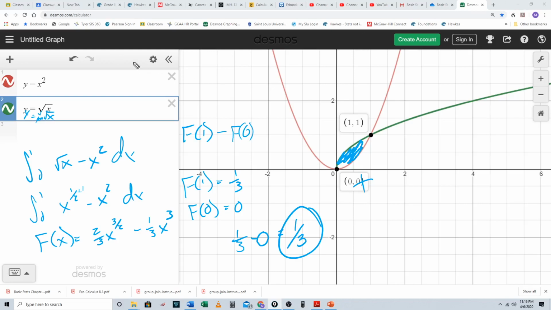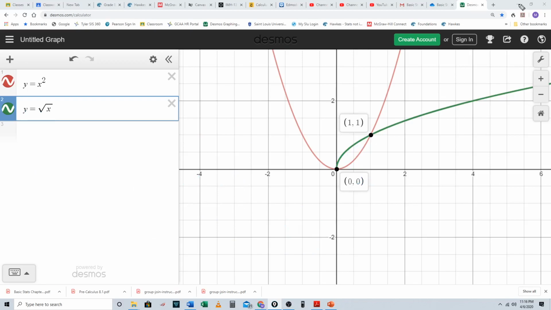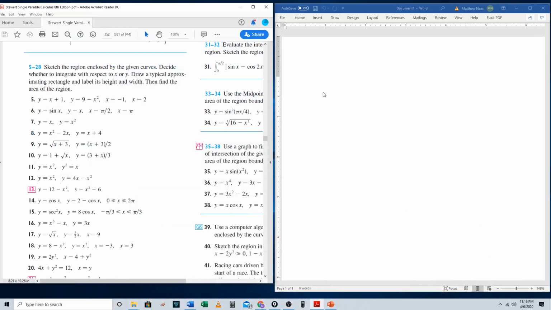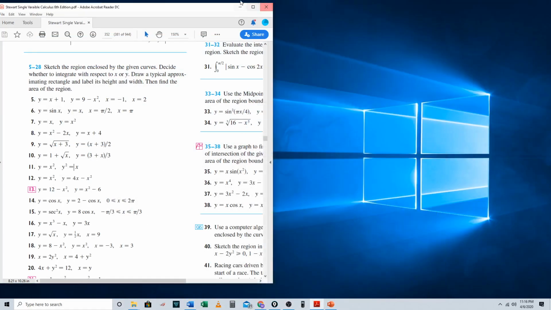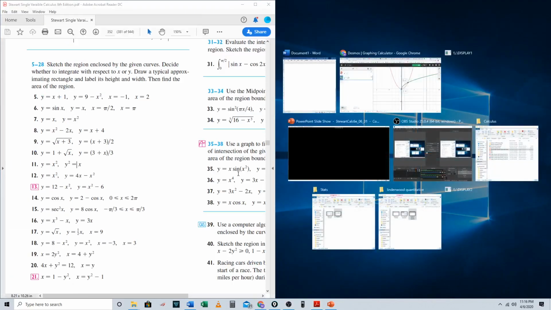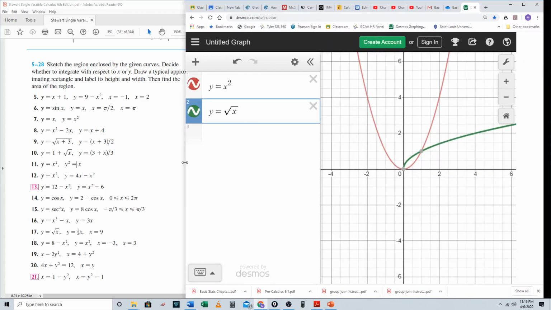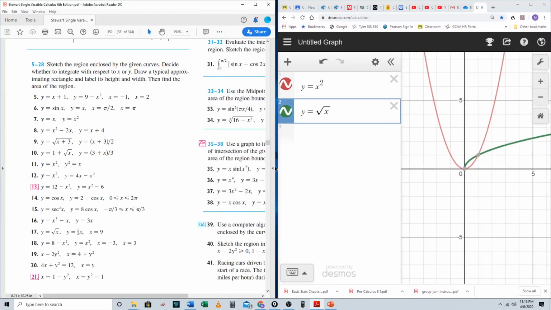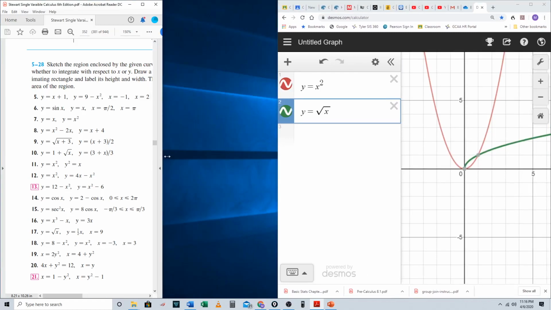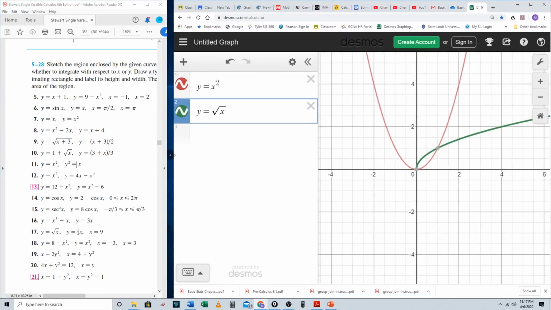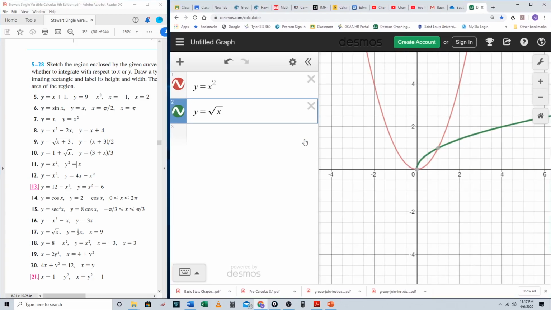All right, so let's do a couple more of these. Again, Desmos is going to be a big help. So I'm going to get rid of this and put up Desmos.